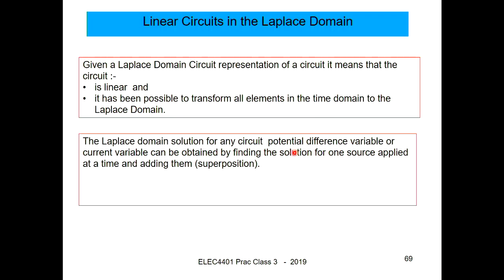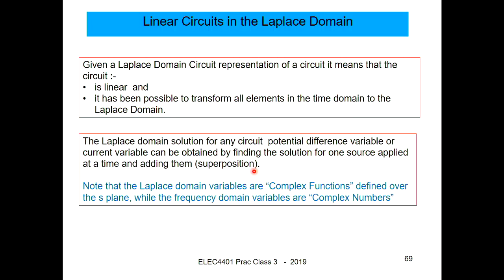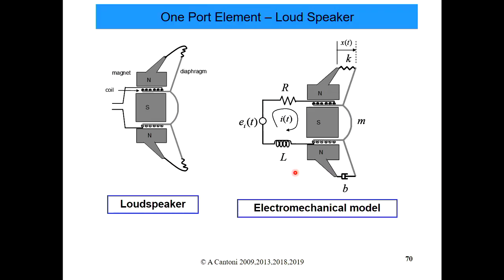The Laplace domain solution for any circuit potential difference or current variable can be obtained by finding the solution for one source applied at a time and adding them. So you can use superposition in the Laplace domain. It doesn't have to be at a particular frequency. It's because Laplace domain variables are complex functions defined over the S-plane, but the frequency domain variables are just complex numbers. So it's a difference. There's more information in the Laplace domain than in the frequency domain. So we'll skip this.